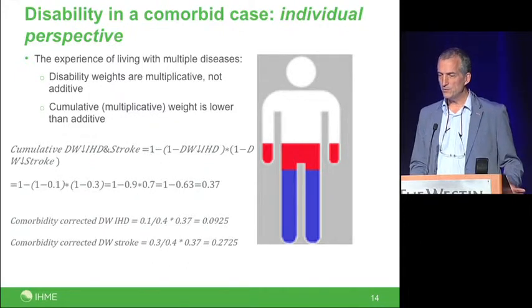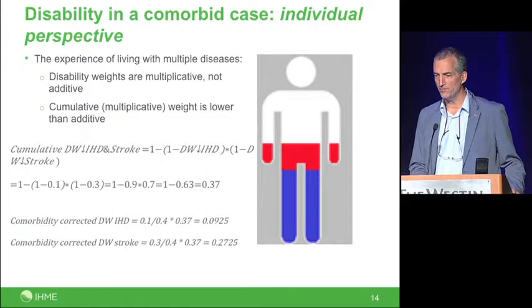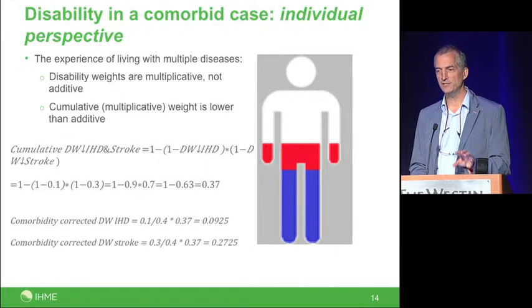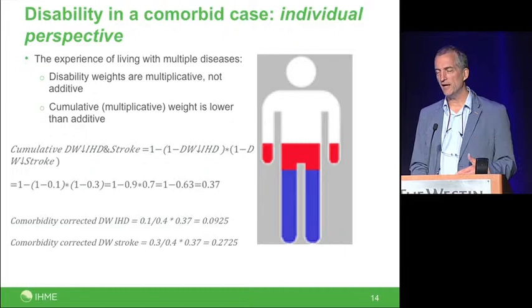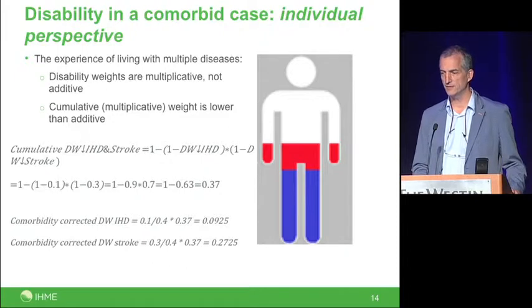So how did we do that? I think you've already seen the method of how you use a multiplicative model to get a combined weight between two health states, and how you then parse it out in an individual to a lower value for each of the component comorbid health states, as indicated by this graph with the guy with the IHD gloves and shorts and the stroke leggings.